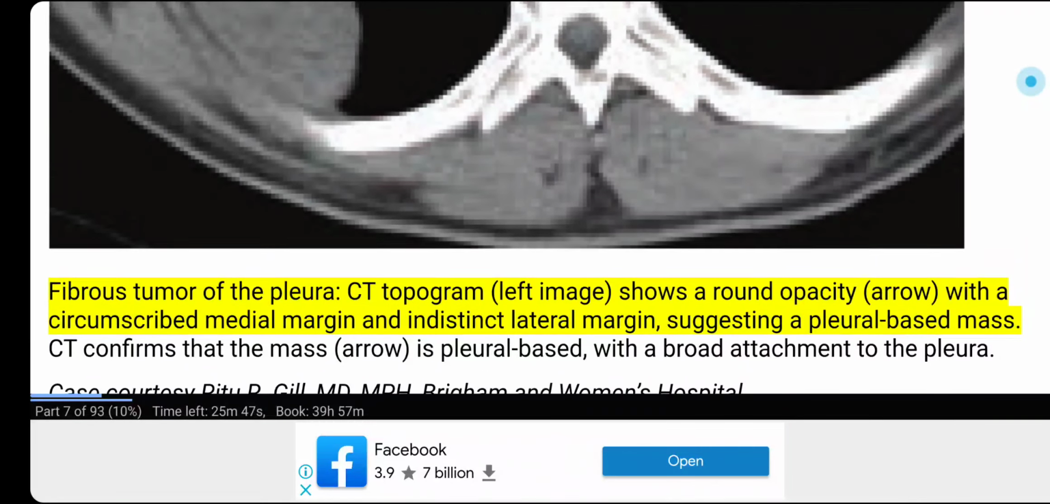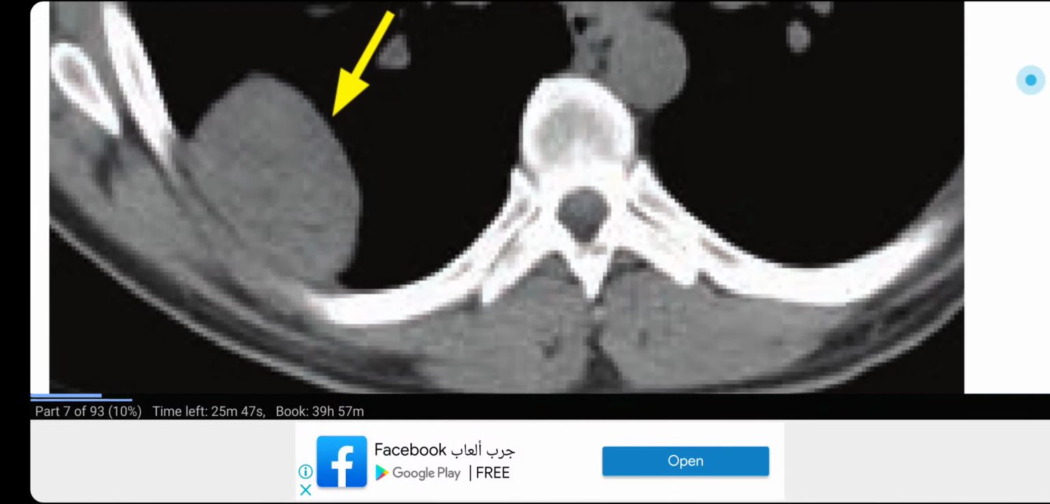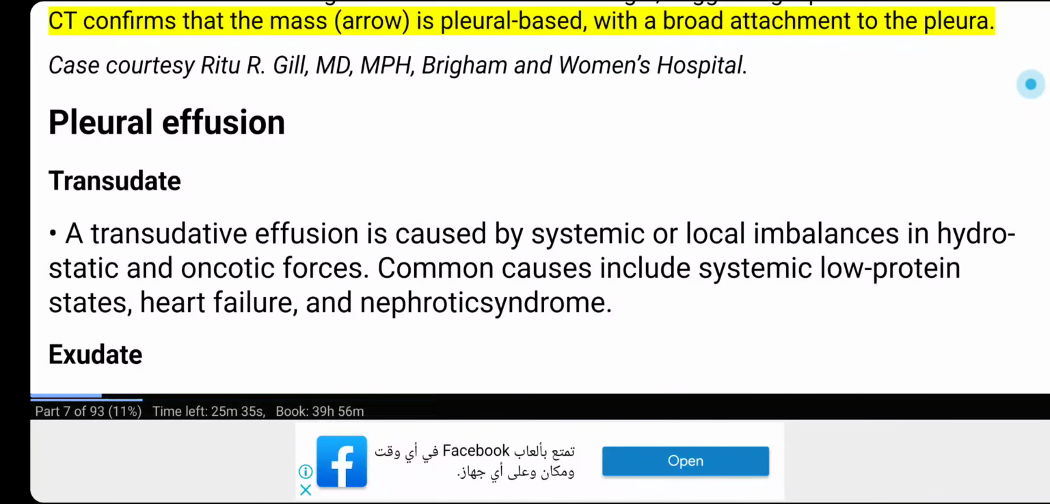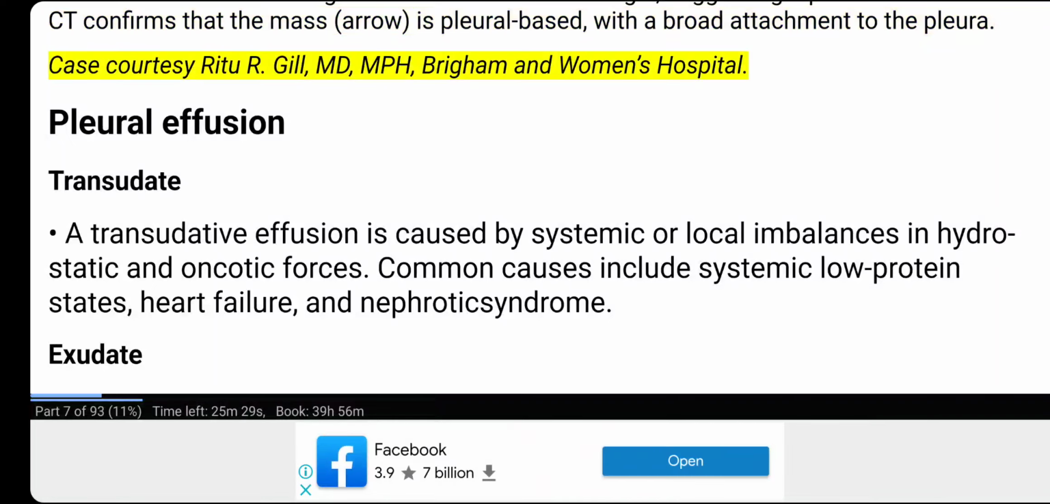Fibrous tumor of the pleura. CT topogram, left image, shows a round opacity, arrow, with a circumscribed medial margin and indistinct lateral margin, suggesting a pleural-based mass. CT confirms that the mass, arrow, is pleural-based, with a broad attachment to the pleura. Case courtesy Ritu R. Gill, MD, MPH, Brigham.